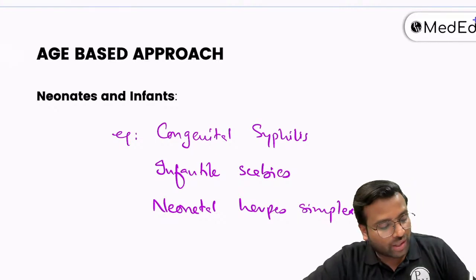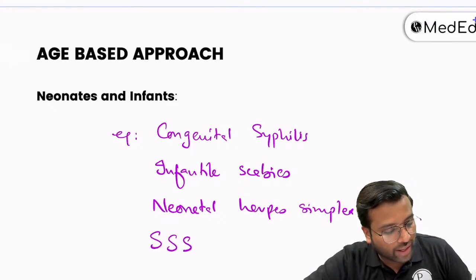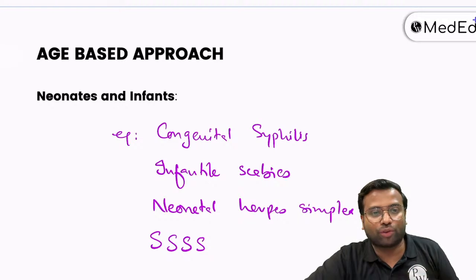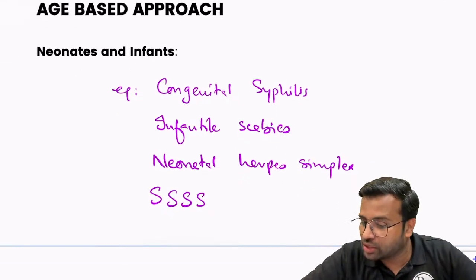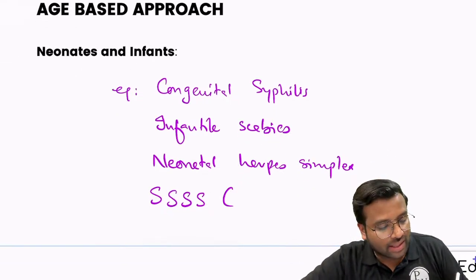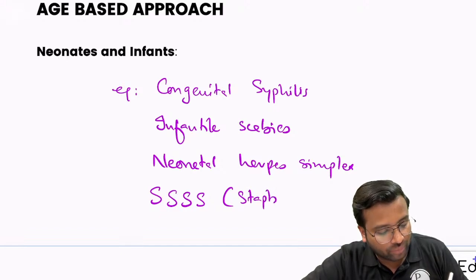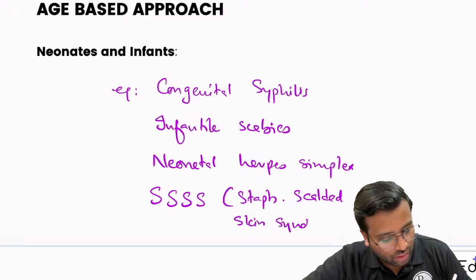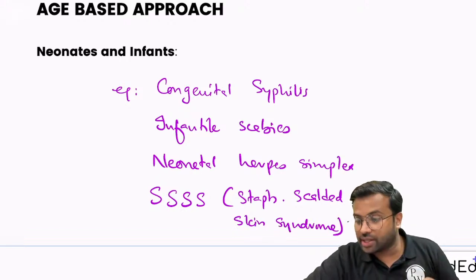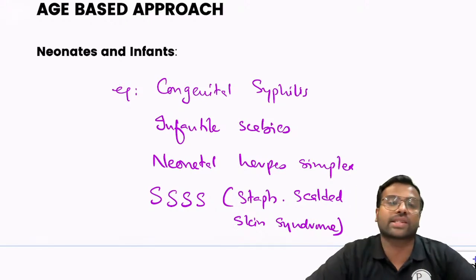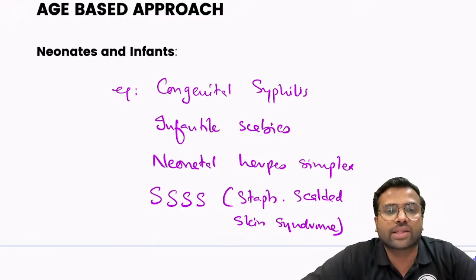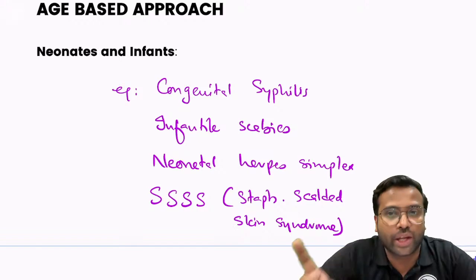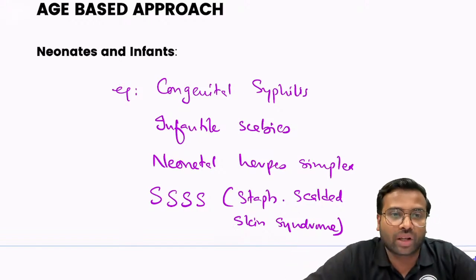So this one is called 4S. What is the full form of 4S? 4S means staphylococcal scalded skin syndrome. So all these things can be in your mind when it comes to a neonate or an infant.